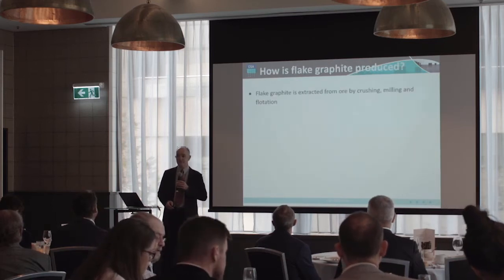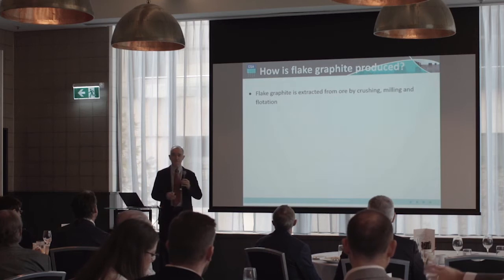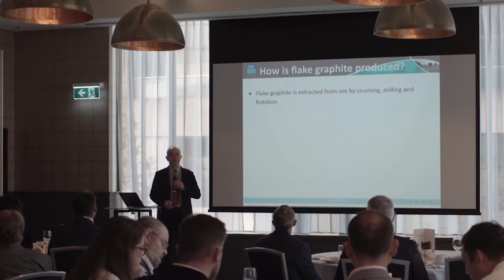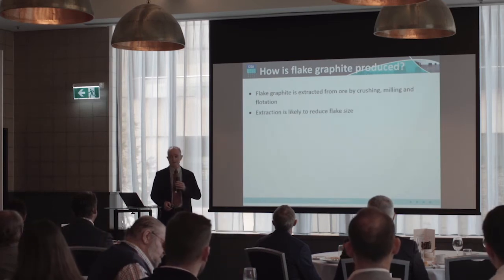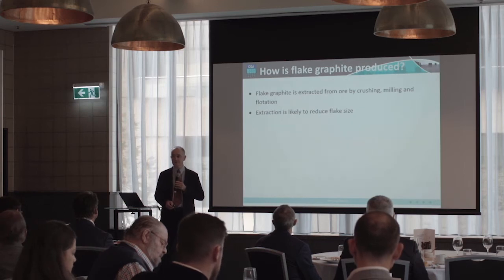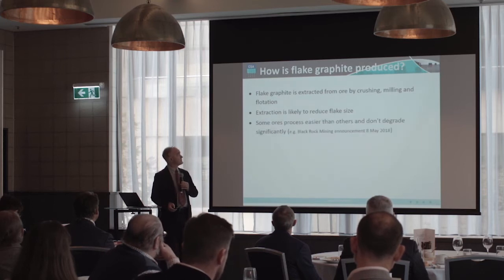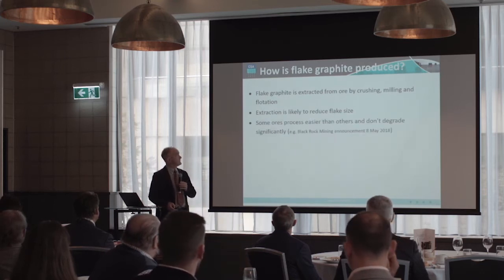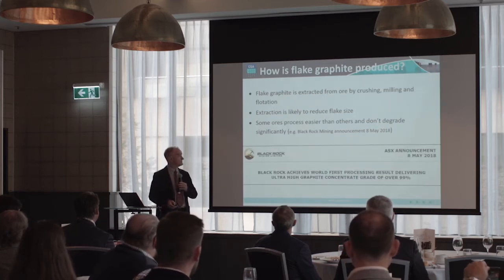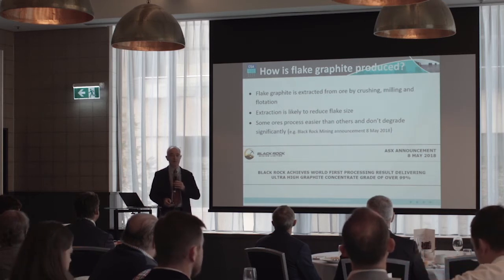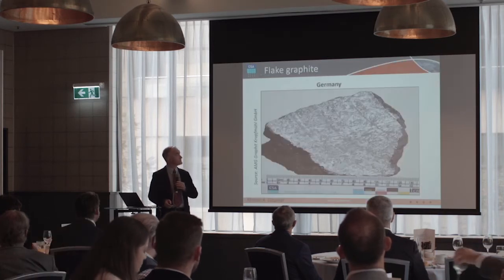And we'll be hearing from Daniel later about the processing of flake graphite, but essentially, and this talk's going to focus on flake graphite, the flakes are extracted by crushing, milling, and then flotation. And it's pretty obvious that extraction by crushing and milling is very likely to reduce the flake size. And that's where the original quality of the material counts for a lot, and the quality of the product you're going to get out. Some process easier than others, and one of the really good examples is from Black Rock, who've managed to get over 99% with a very simple flow chart. High purity and maintain the integrity of the flake size distribution.